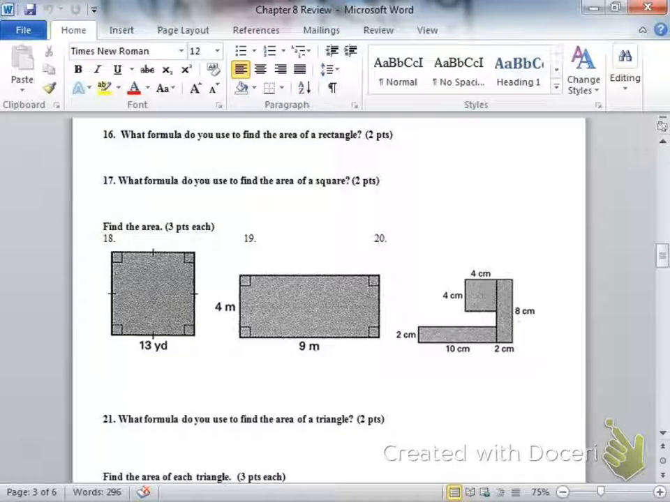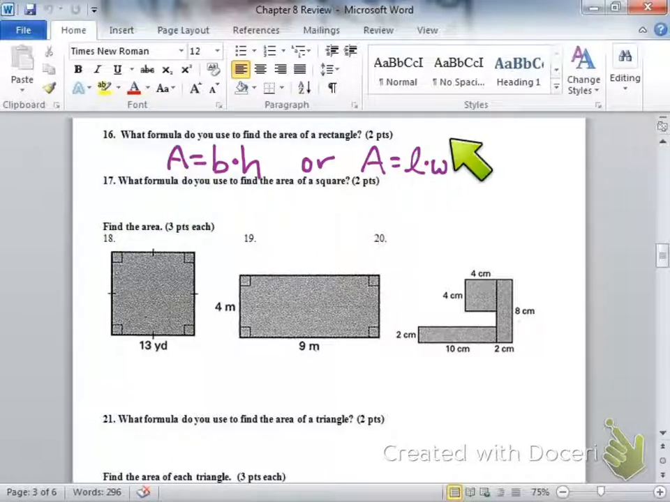Area equals base times height. Yes, so this one we can do base times height. There's also another version for a rectangle. You could call it length times width. Either one is acceptable. Yeah, that popped up yesterday, and I was like, that's not what we used. Either one of these is fine.